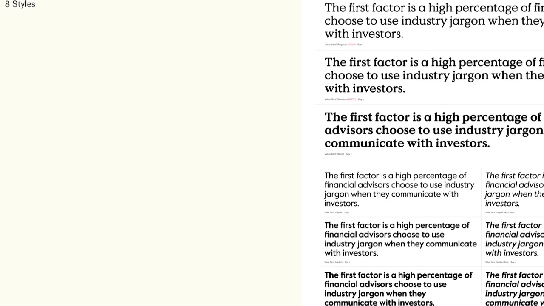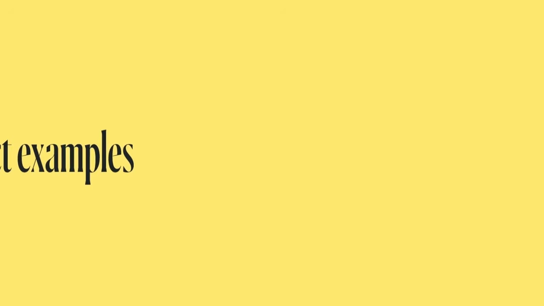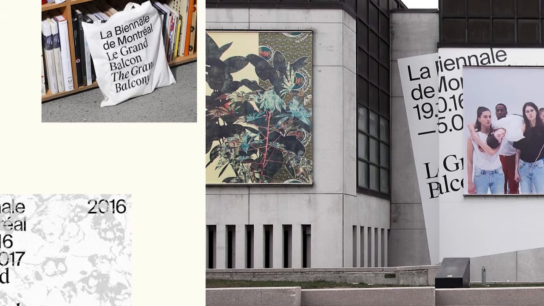This example is Value Sans and Value Serif from the Colophon Foundry. They have 7 weights and 11 styles combined together. Let's see how those pairs and superfamilies work in projects. Here is an example of Swiss and Swiss Works for Montreal Biennale by Principal Studio.